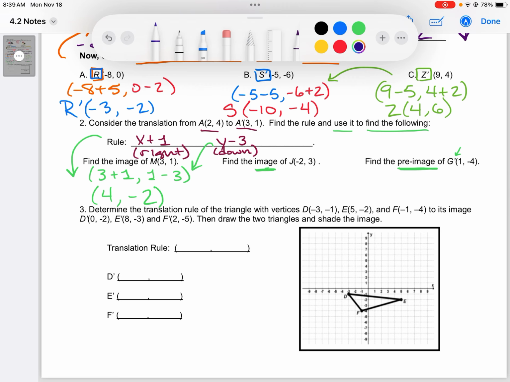All right, last question for part number 3. We are determining the translation rule, and then we're going to draw the 2 triangles and shade the image. So first, we have point D.